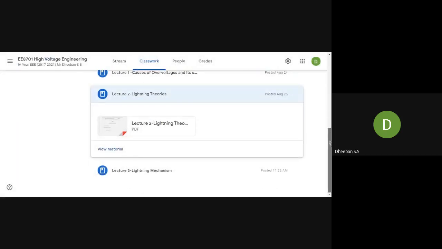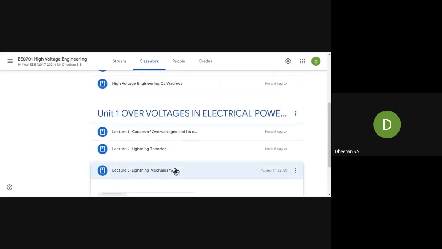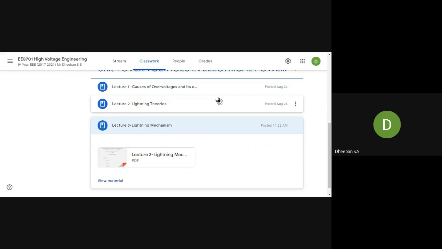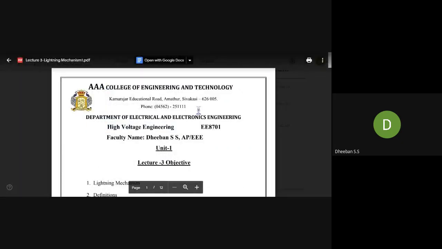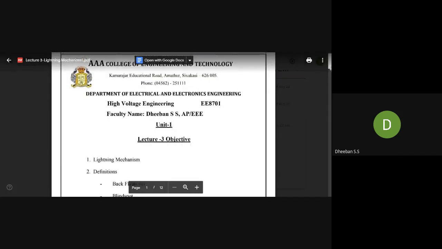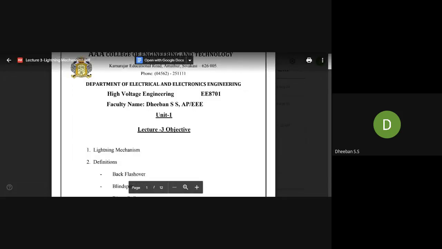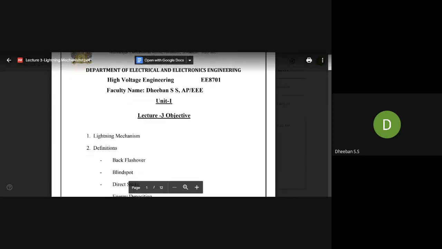So in today's class, what we'll be seeing is the lightning mechanism. With this lecture, the lightning will get completed. After that, we'll be switching over to surges. This is the only external factor which will be affecting your transmission line. So in today's class, we'll be seeing the lightning mechanism.